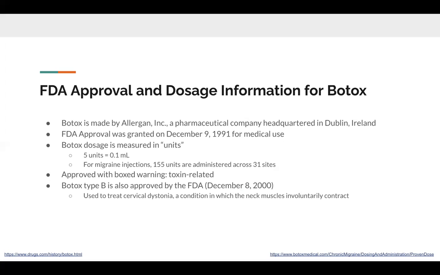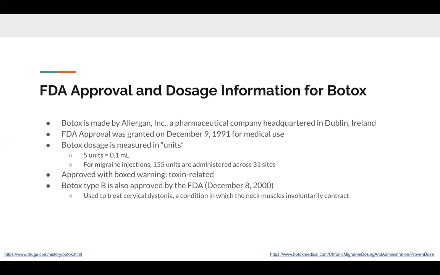It was approved with a boxed warning because of the toxin. The boxed warning documented the risk of the toxin spreading throughout the body, which could result in botulism, which I talked about on the previous slide. It's a form of poisoning that arises from the production of the toxin. The warning details the effects of the toxin spread, which include difficulty breathing and swallowing, both of which can be life-threatening. And another form of Botox, Botox B, is also approved by the FDA.